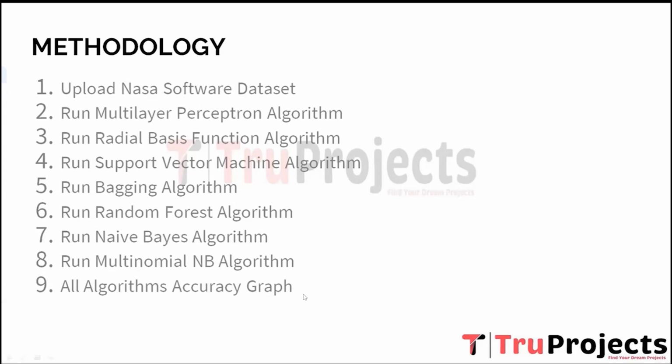Ninth, all algorithms accuracy graph. After running each algorithm on the NASA software dataset, the next step is to evaluate their performance. By comparing the predicted results with the actual defect occurrences in the dataset, accuracy scores for each algorithm can be calculated. These accuracy scores can then be visualized using a graph, which provides a clear comparison of how well each algorithm performed in terms of defect prediction.